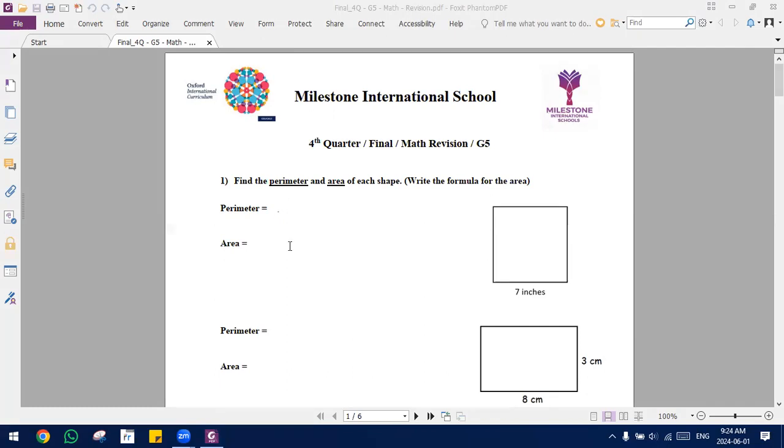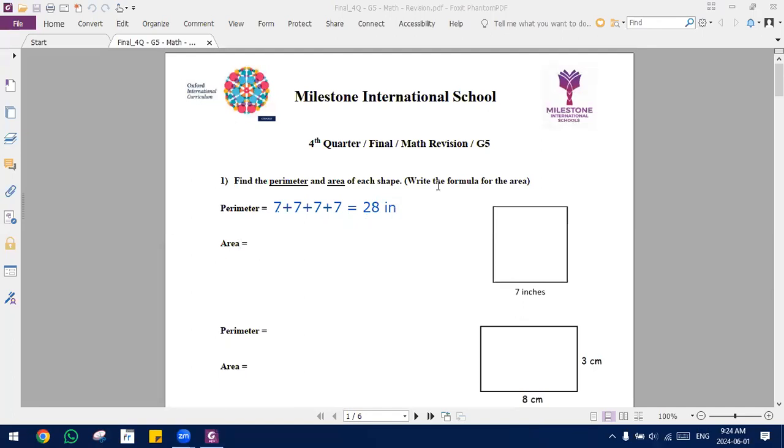So again, perimeter, we add all the sides. So 7 plus 7 plus 7 plus 7, which is equal to 28. And then we don't forget the unit, inches. So be careful, for the perimeter, we don't put a square, it's 28 inches.